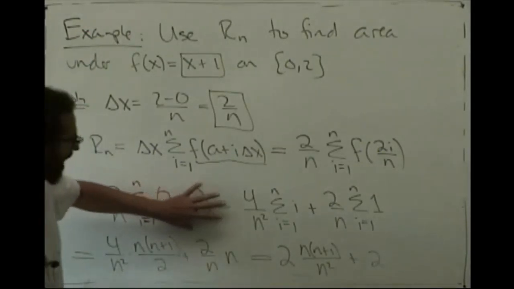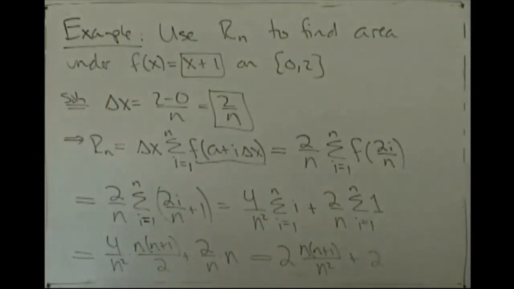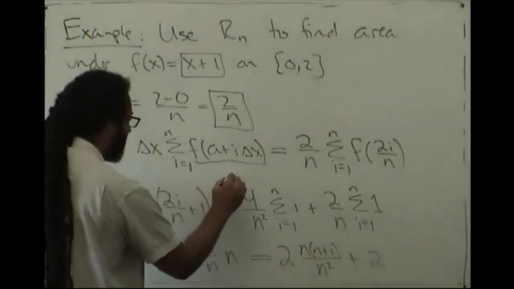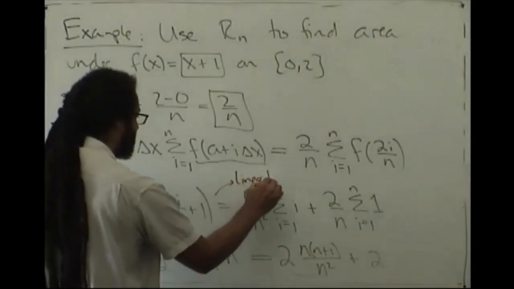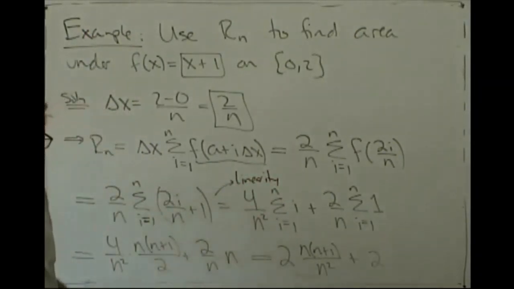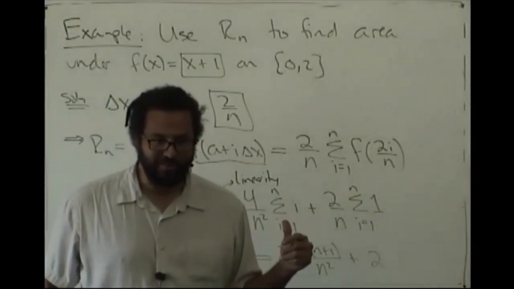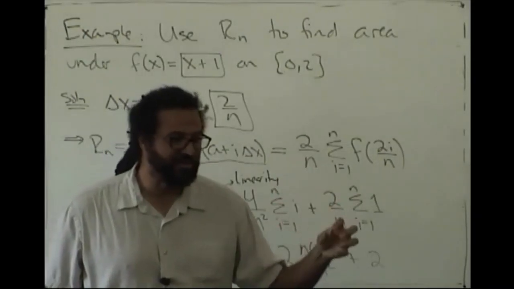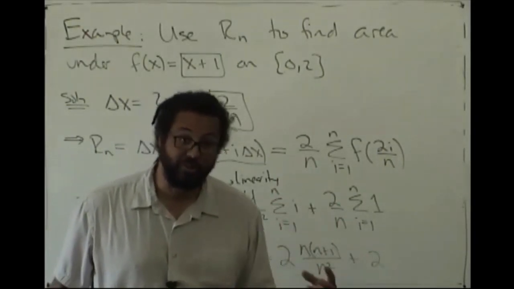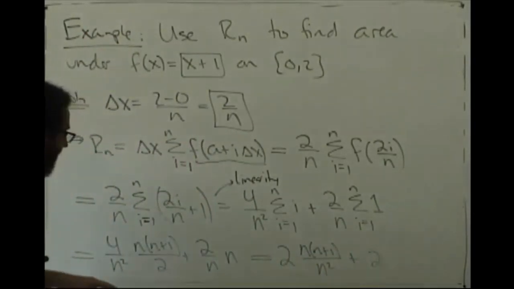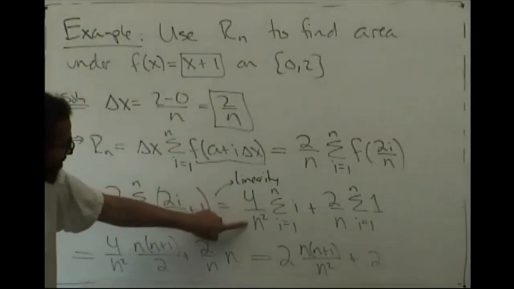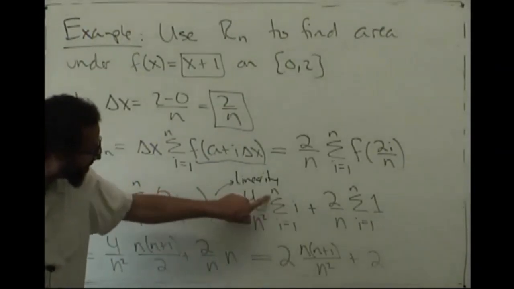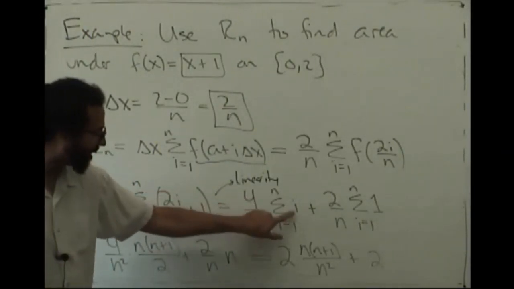Make sure you're good on how I got from here to here. That's just using that linearity, that's linearity of the sum. That was that theorem we saw a few videos back that says the sigma notation goes through sums and differences, and it also goes through constant multiples. Okay, so now I've got 4 over n squared, the sum of the first n integers, and I've got a formula for that.